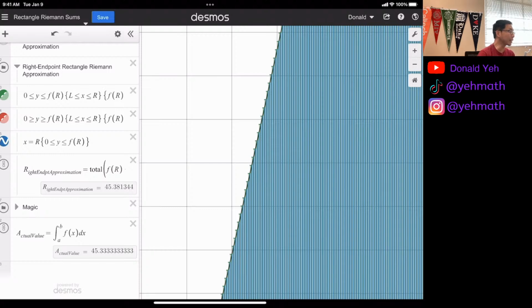Now the actual integral is exactly what you get as n goes to infinity. If n goes to a billion pieces, 999 billion pieces, or an infinite amount of pieces, that's going to give you 45.3333333, an infinite amount of 3s. Okay, so that's how you find areas.